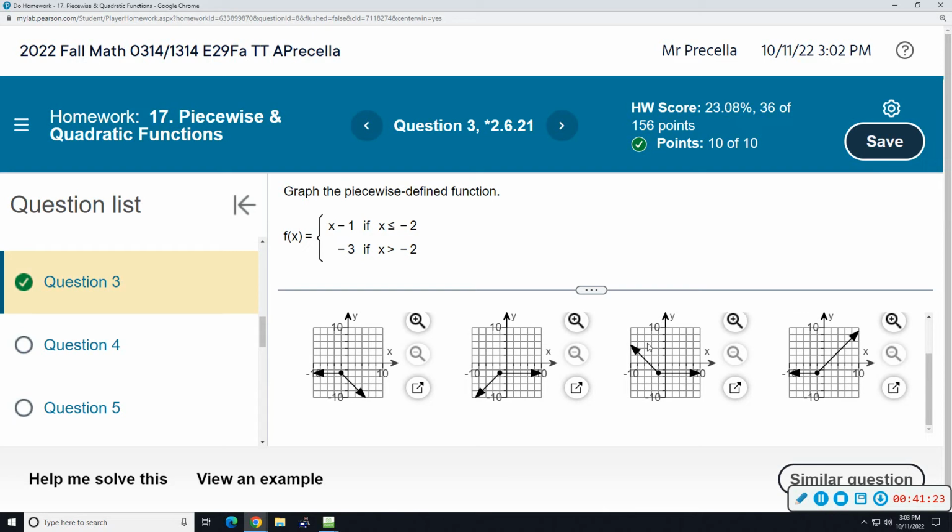This assignment is called Piecewise and Quadratic Functions, and that's the piecewise stuff. Let's discuss quadratic functions now.